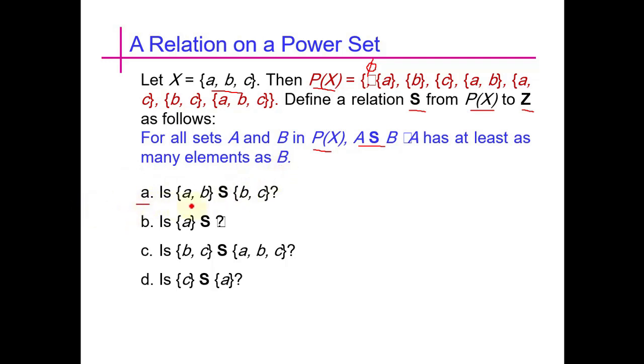For the A part we see that this set ab contains 2 elements and this set bc also contains 2 elements. So these two sets are related. Only those sets are related in this relation which have the same number of elements. Is A related to phi? This singleton is not related to an empty set. Similarly in C we can see that bc is not related to this, but in the D part this C is related to this set A.